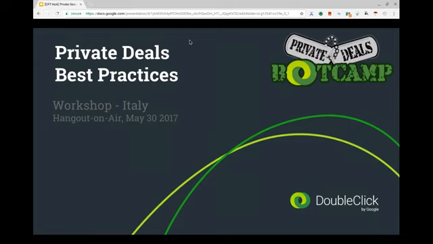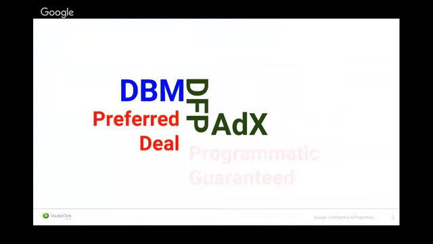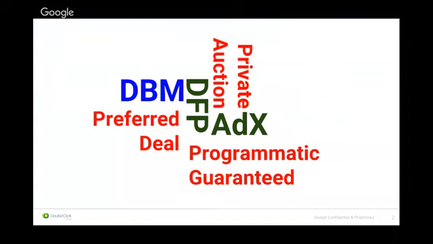Originally it may sound very simple because at the beginning you just have three platforms: one buying platform, DBM, one exchange, AdX. In this presentation we will refer to AdX because we know all the dynamics. And then the ad server on the publisher side, DFP. But when you start speaking about deals, the environment becomes much more complicated because you can find different types of deals, like preferred deals, private auction, and programmatic guaranteed, and really lots of settings.